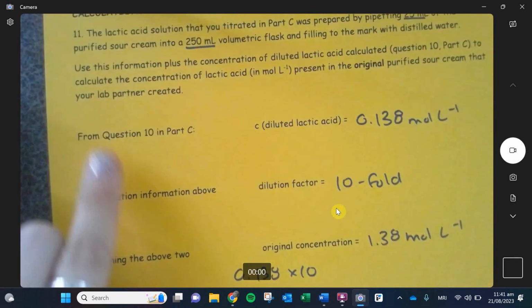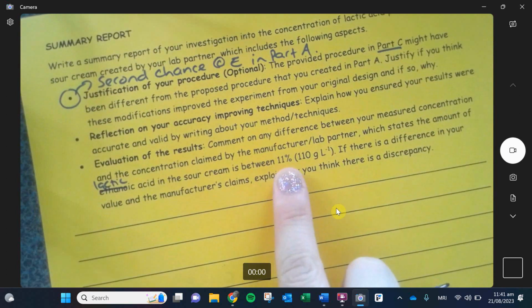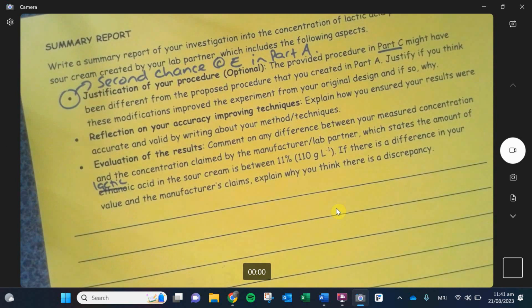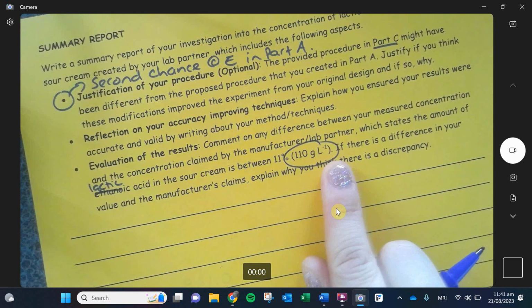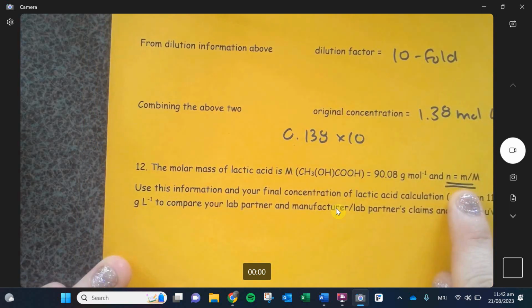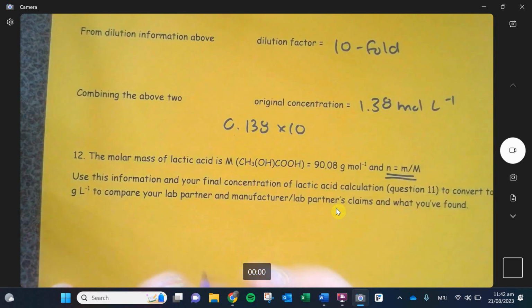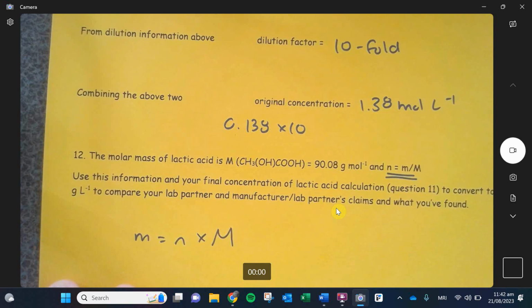So if we look at our first information, all right. In theory, if it's 11% as in the solution, then when I convert it back from moles to grams, I should have 110 grams per liter when it comes to the lactic acid. So if we remember our conversions, we are trying to go from moles back to mass. So I need to rearrange this equation. Mass is going to equal the moles times the molecular mass, if I want to convert it back.